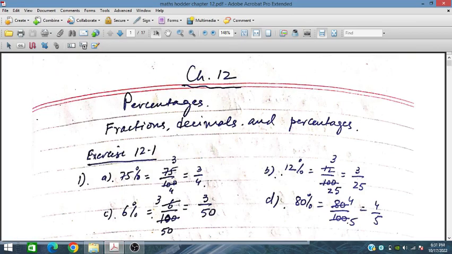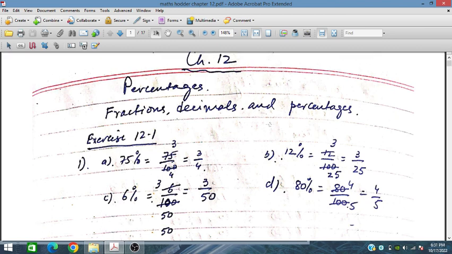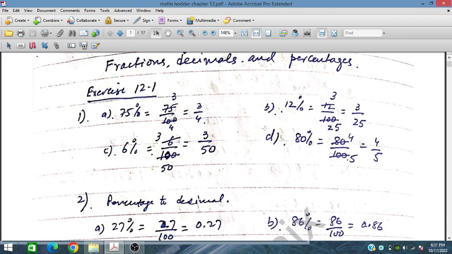Bismillah Rahman Rahim. Today we are discussing percentages, fractions and decimals from chapter 12 of the Hoarders Education book of mathematics for O level.